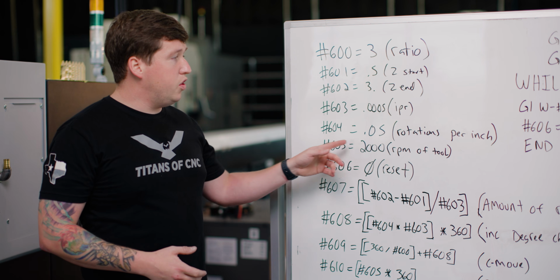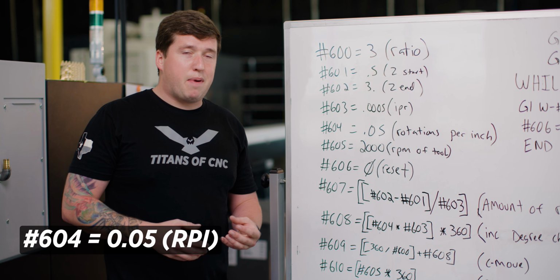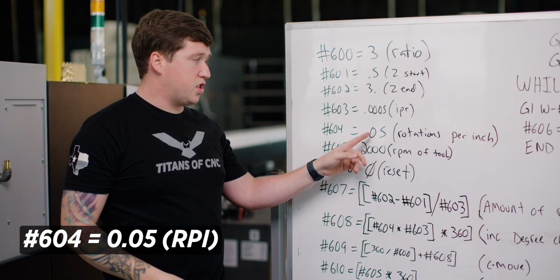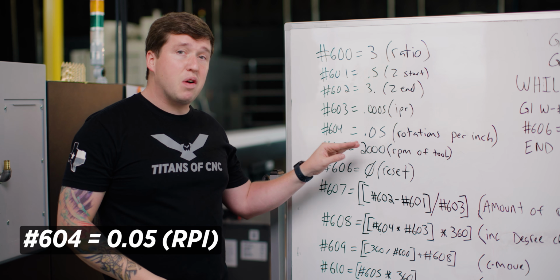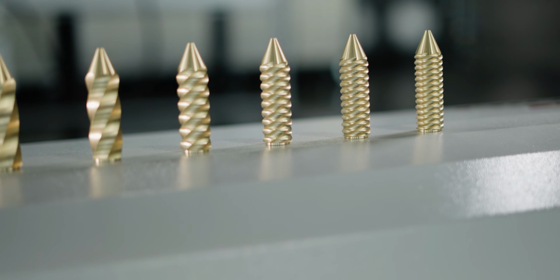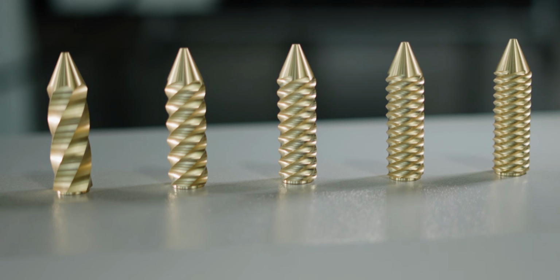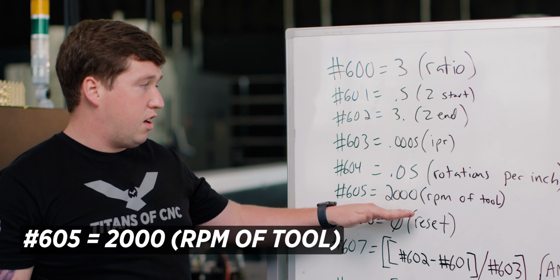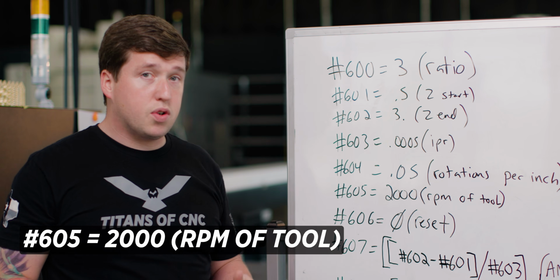After that, we're gonna do our rotations per inch. So basically imagine if you took a hex bar and you twisted it, how many times would that twist per inch is this right here? So this is gonna be 50 thousandths of one rotation per inch is how much twist I'm gonna have in my polygon. After that, we're gonna have our RPM of our tool. So those right there are all the things that you need to create this macro.